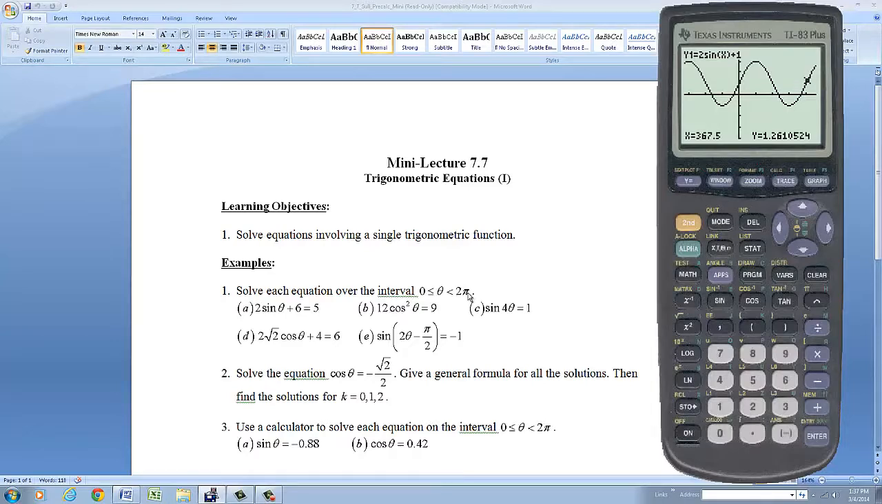If you multiply the 210 by pi over 180 and simplify, that'll give you 7 pi over 6. And if you multiply the 330 by the same factor of pi over 180, you're going to get 11 pi over 6. So the solutions to this equation in this interval in radians are 7 pi over 6 and 11 pi over 6. If it's asking you for degrees, of course, it's 210 and 330. Okay, so let's clear this, and let's look at the next one.